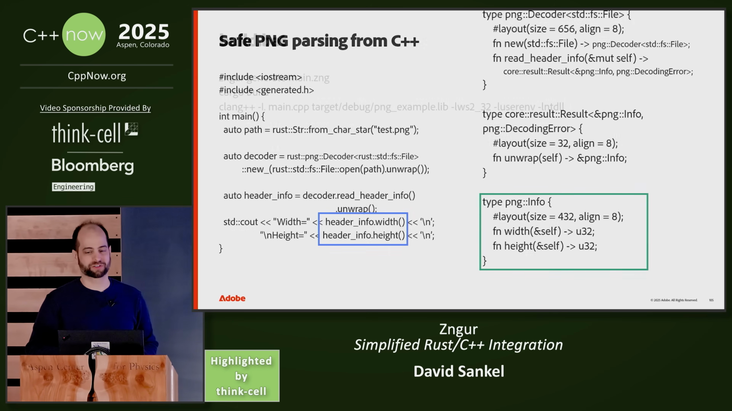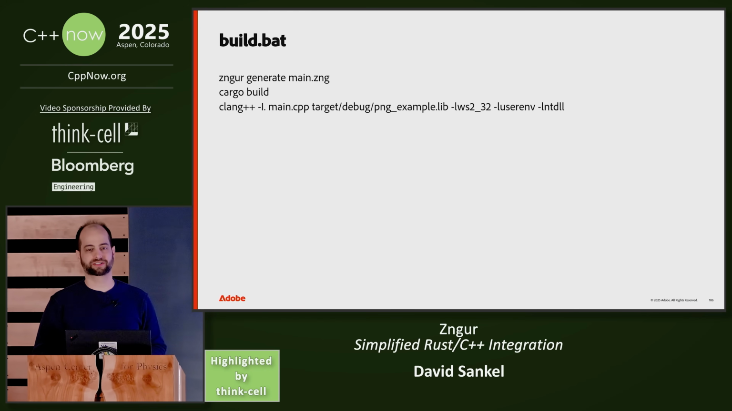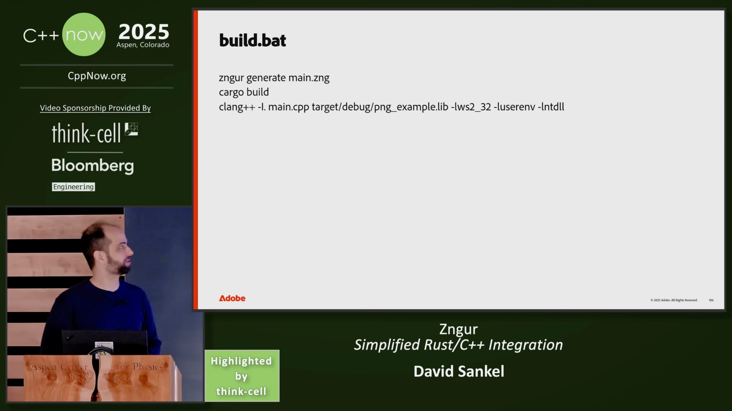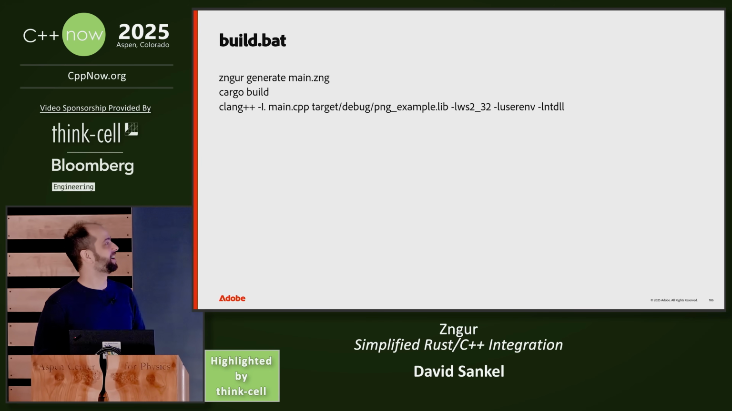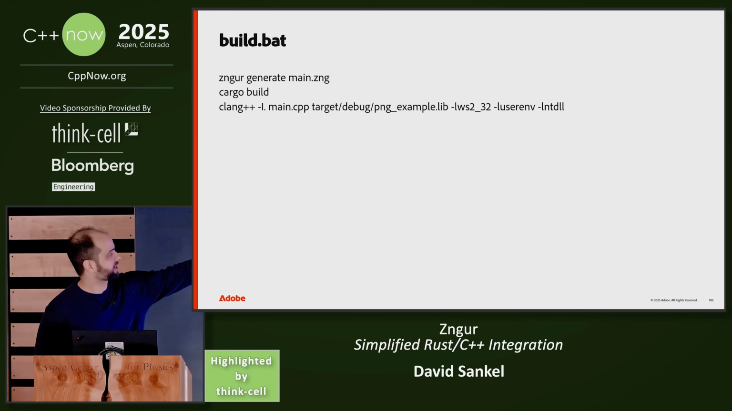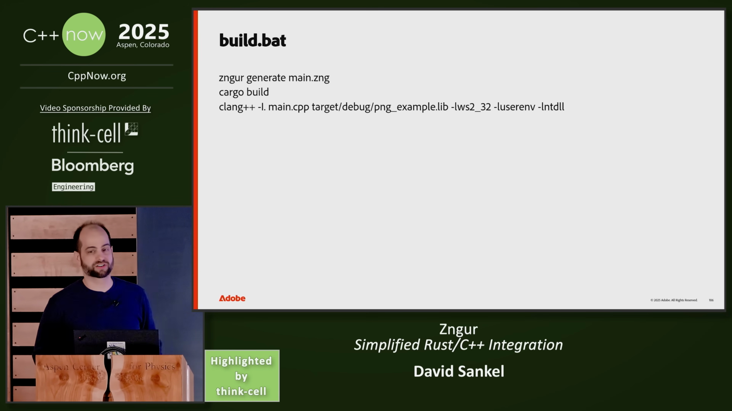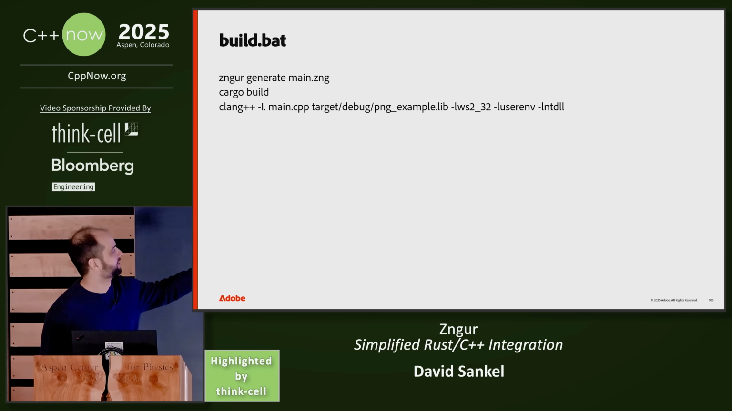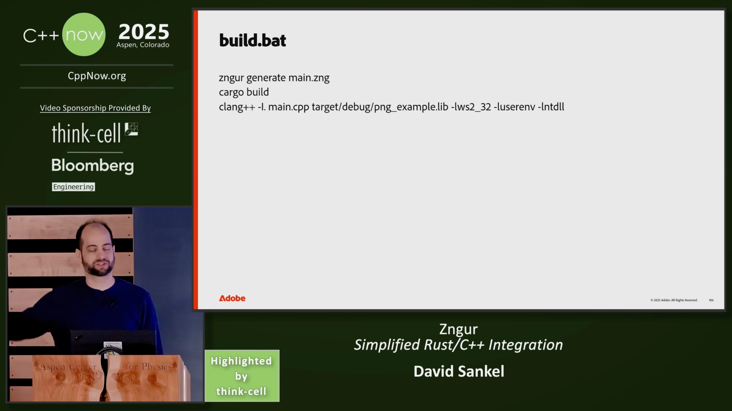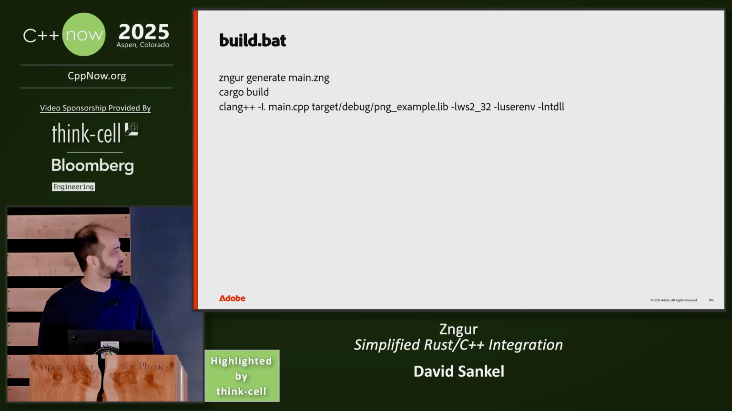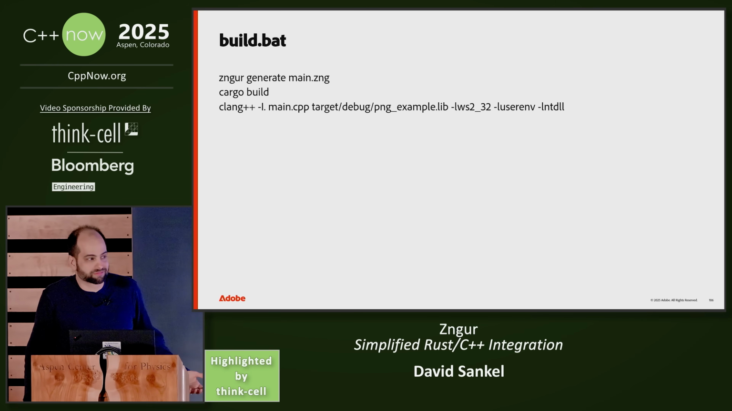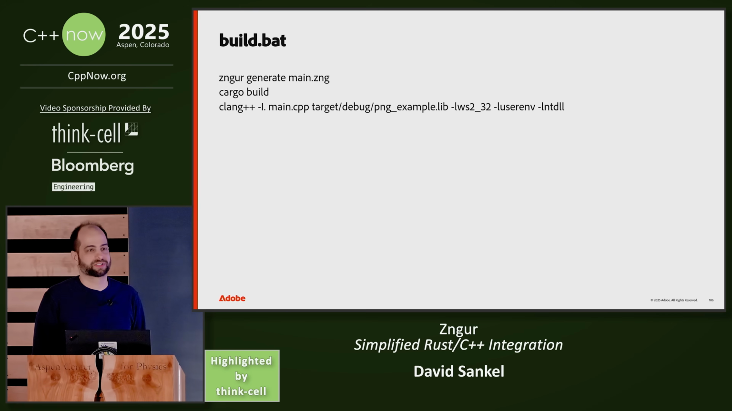Okay, so putting this all together, this is my build.bat file. I'm running on a Windows computer here. This is what I needed to do to build this. I just called Zngur generate on main.zng. That generated the .h, the .cpp, and the .rs file. I ran cargo build to build the stuff on the Rust side. And then I used Clang++ to build the actual executable. And that was it. That was not complicated at all.